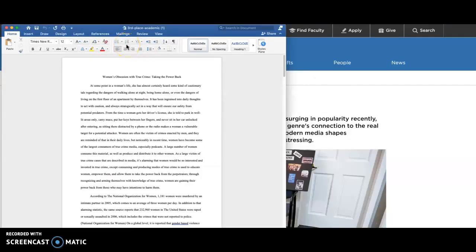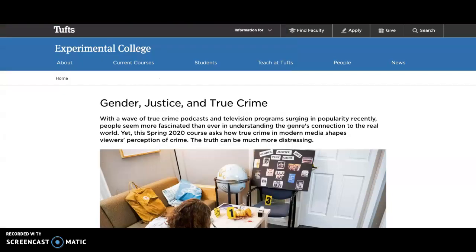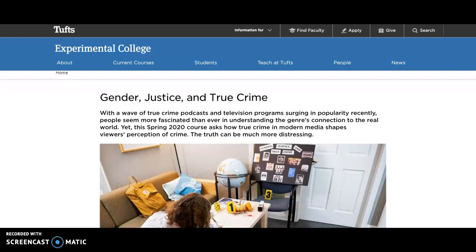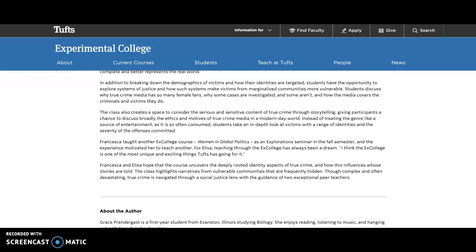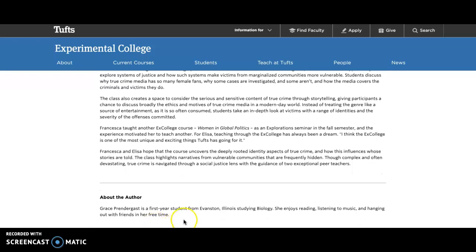You may also come across some undergraduate research papers like this one, which seems to have won third place in an academic competition. And of course, you'll come across undergraduate writing for articles in university newspapers. So like this one, as I scroll down, I can see that it is written by a first-year student, just like you guys.